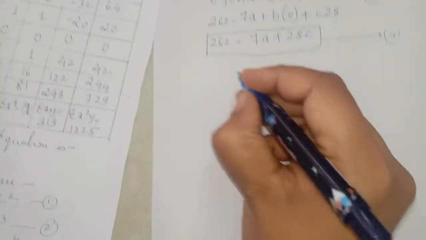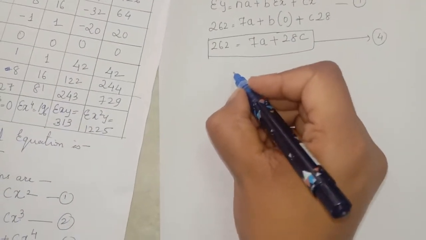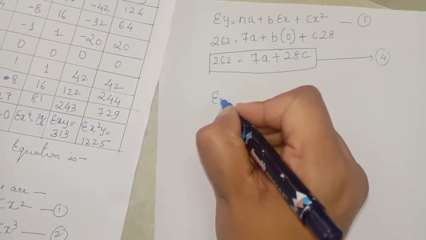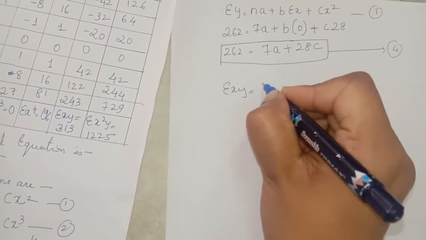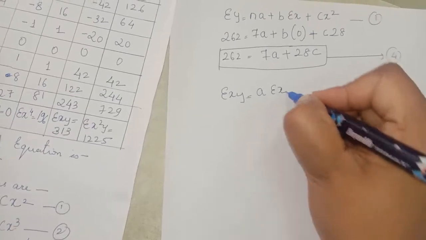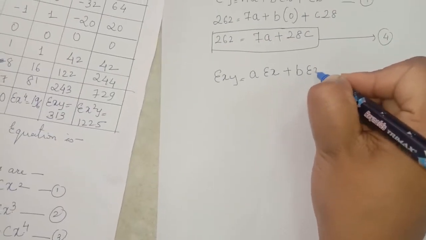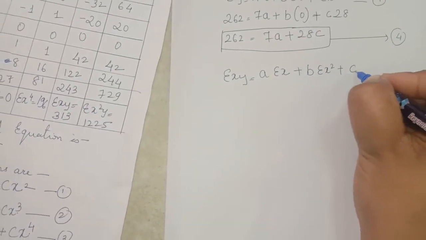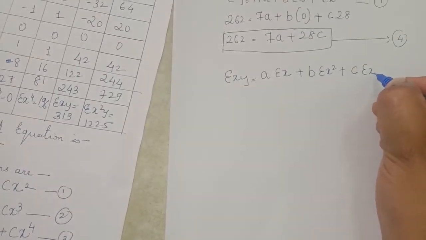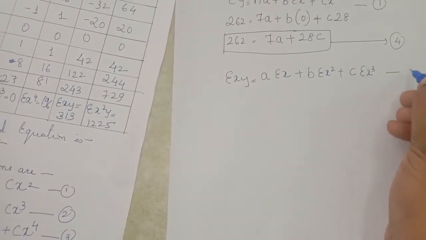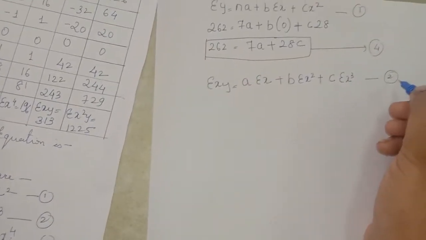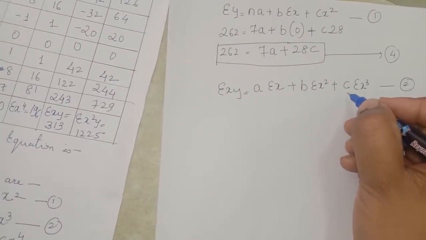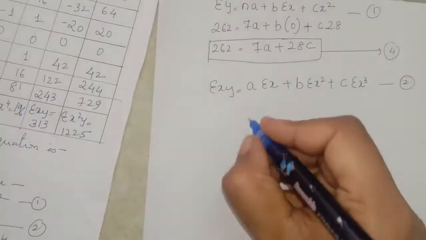Okay, now take the second normal equation. What is the second normal equation? Summation xy is equal to a summation x plus b summation x square plus c summation x cube. This is the second normal equation. From the second normal equation, when you fill the values, you will get the value of b.